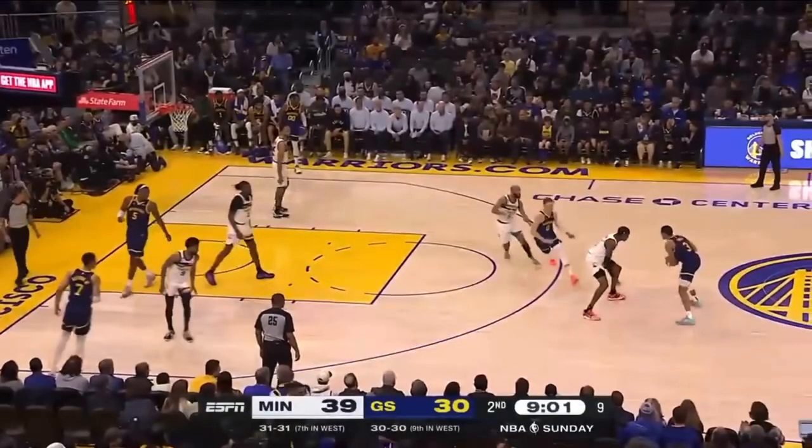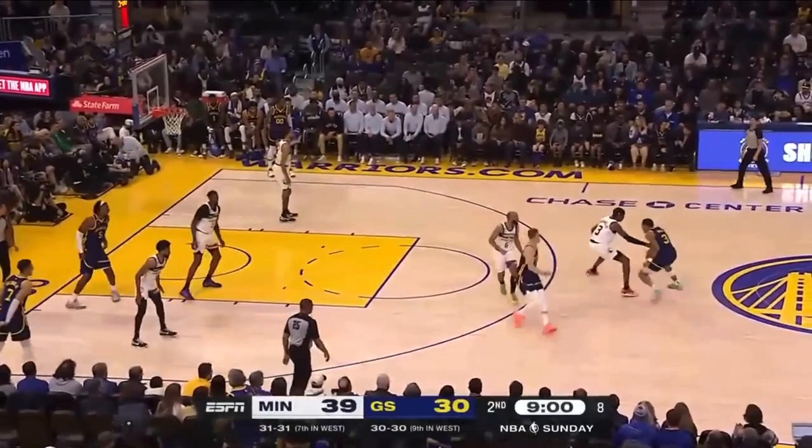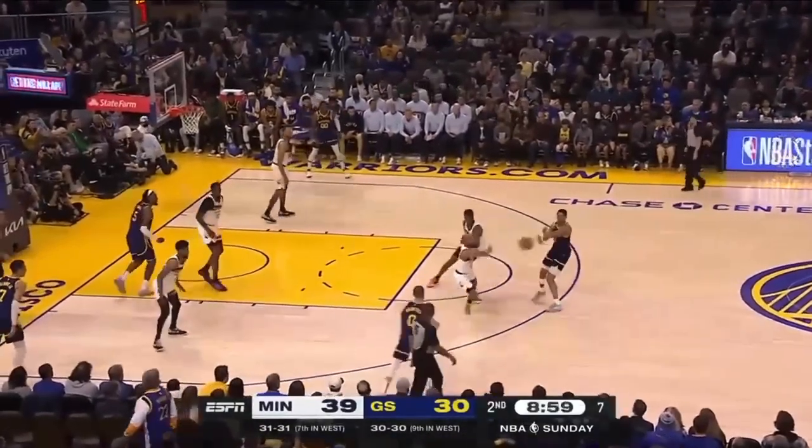Okay, there are multiple mistakes here. We will just focus on the on-ball defense here. Why are you gambling? Look at that gamble right there. You can't slide your feet now.